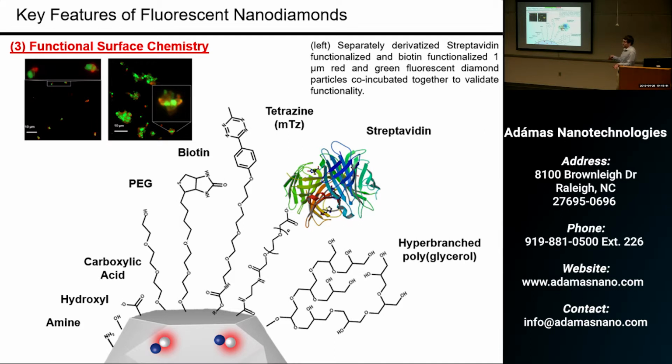And in general, this quick example here, I just wanted to demonstrate, we took 1 micron red fluorescent diamond particles and 1 micron green fluorescent particles. The green fluorescent particles were functionalized with biotin, the red fluorescent particles were functionalized with streptavidin, and we just mixed them together. And then you see this aggregation, which is really the demonstration of this interaction between biotin and streptavidin over time. So it's a simplistic demonstration, but it is a demonstration that you can functionalize the surface of these particles and not interfere with the functional capability of the molecule, for example, the streptavidin.